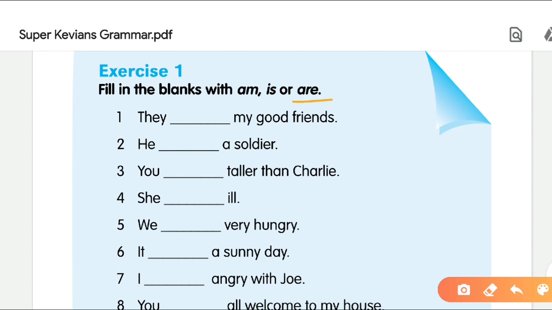He dash a soldier. He is a soldier. You dash taller than Charlie. You are taller than Charlie. She dash ill. She is ill. We dash very hungry. We are very hungry. It dash a sunny day. It is a sunny day. I dash angry with Joe. I am angry with Joe. So like that you can continue this exercise.